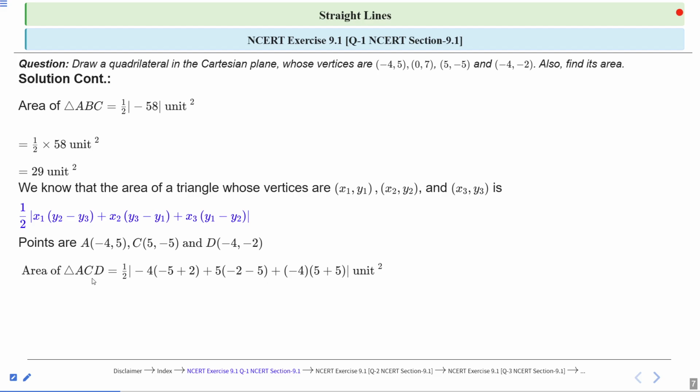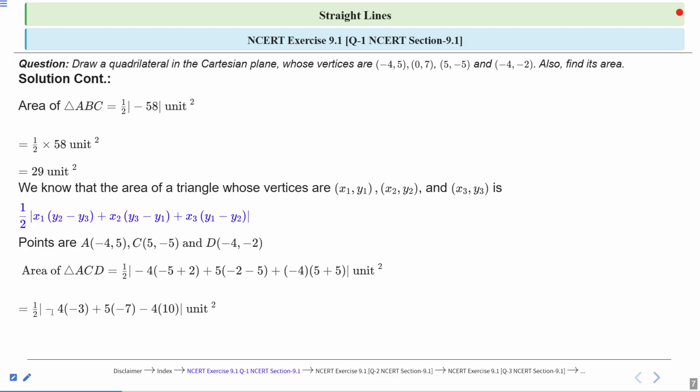So now, area of triangle ACD is what? So area of triangle ACD is equal to 1 by 2 modulus value of minus 4 times minus 5 plus 2 plus 5 times minus 2 minus 5 plus minus 4 times 5 plus 5 square unit. Okay, so basically here we substitute the values of x1 comma y1 as minus 4 comma 5, x2 comma y2 as 5 comma minus 5, and x3 comma y3 as minus 4 comma minus 2.